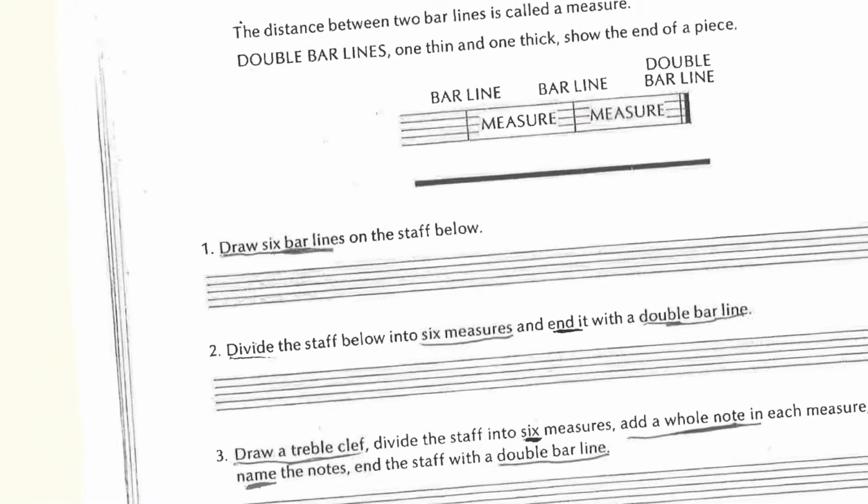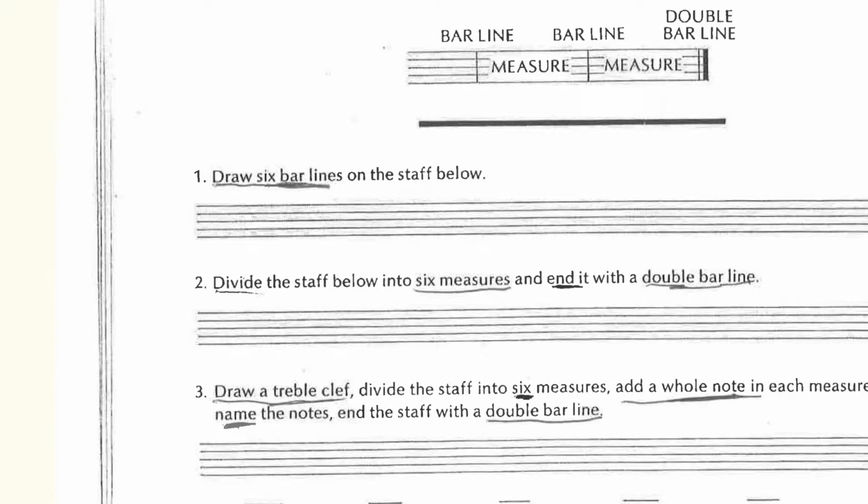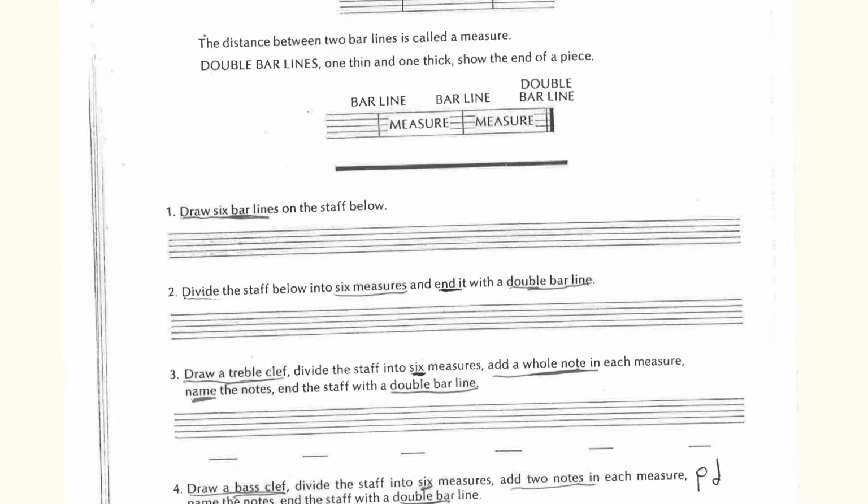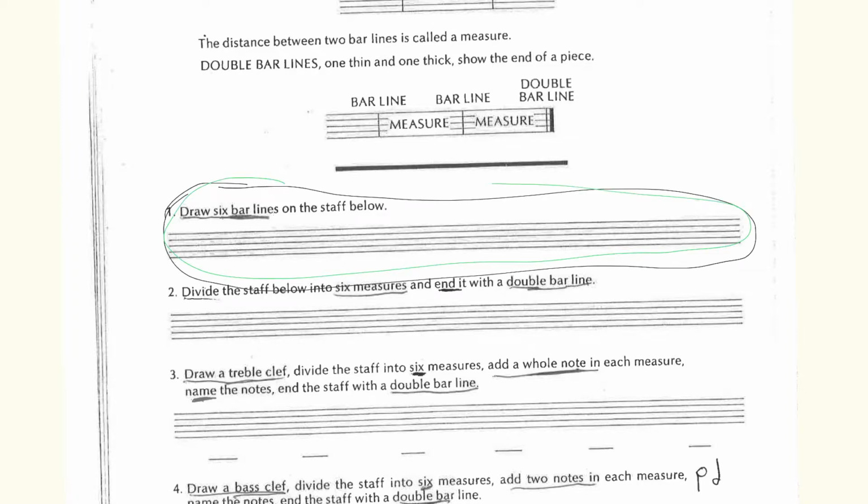Now, this bottom part is pretty simple. All you have to do is draw 6 bar lines on the staff below. I would divide it as evenly as possible, okay? So on this staff right here, I would divide it into 6 bar lines as evenly as possible. Don't put them all on one end. You spread it out so it's divided evenly.